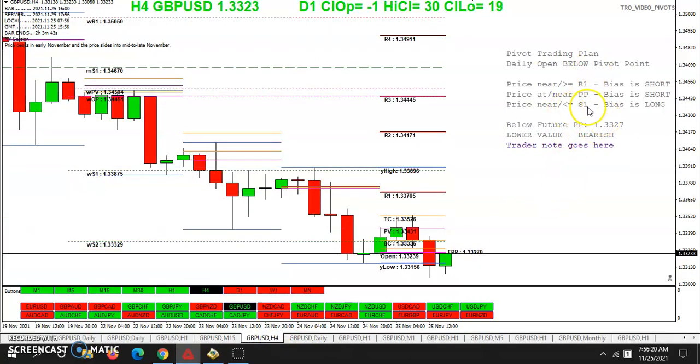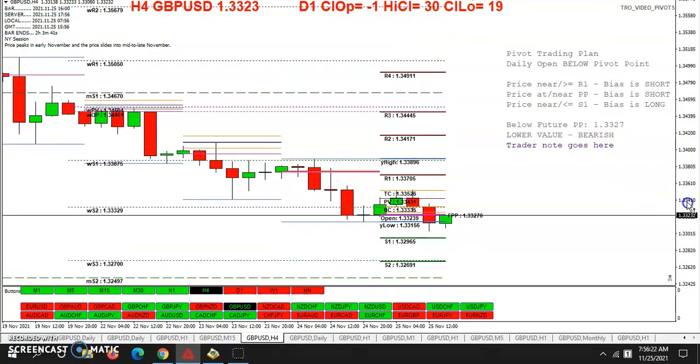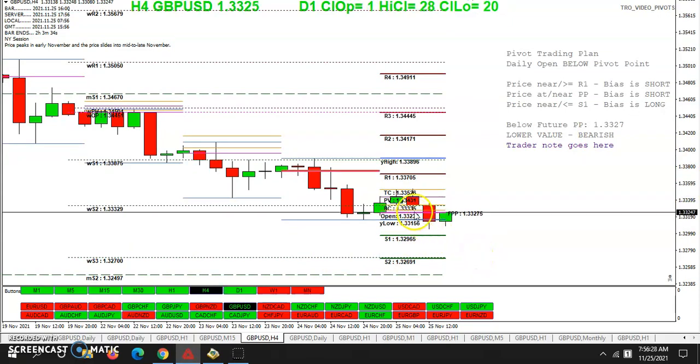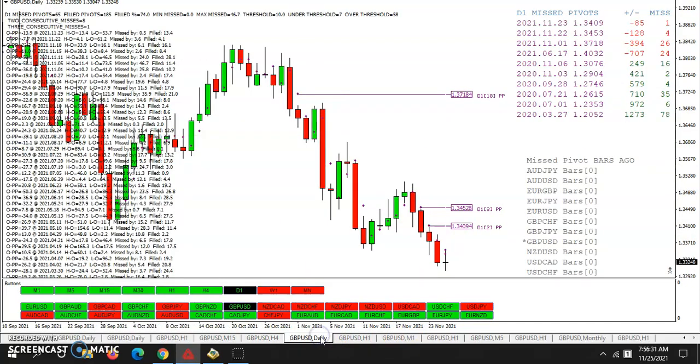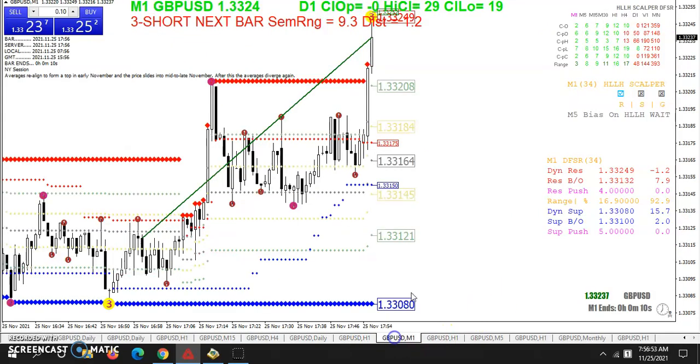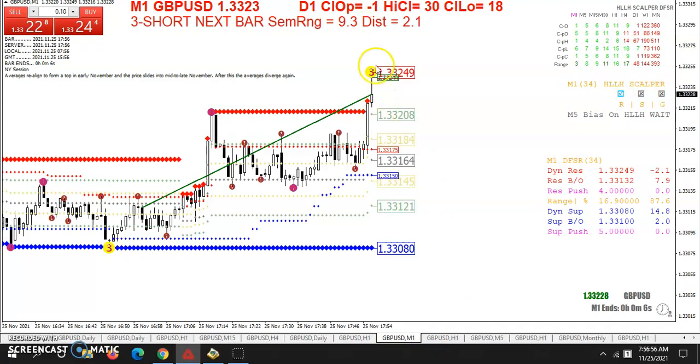Let's see, pivot near S1, bias is long. We kind of got near S1, and we took out the pivot. But we still have 2 missed pivots. We have 3 missed pivots this month. And we're in the lower wick zone, getting ready to exit the lower daily wick zone. As you can see here, had a couple of nice moves to the upside.